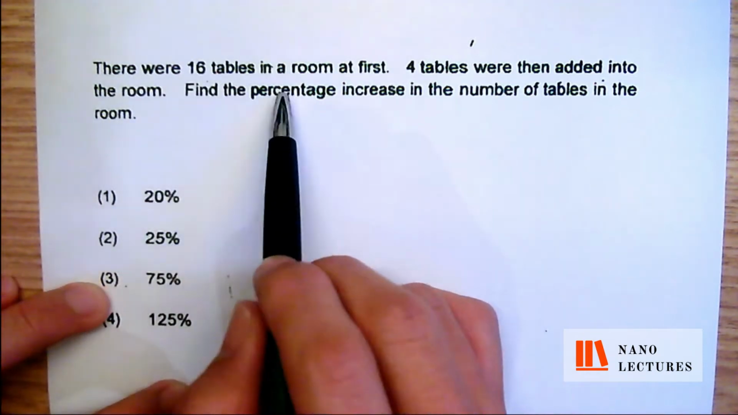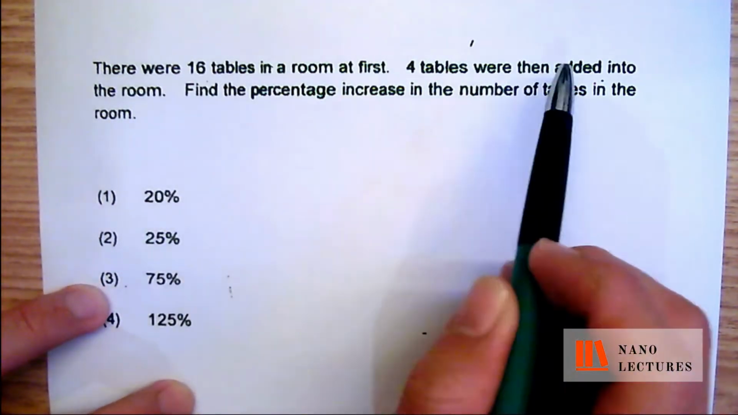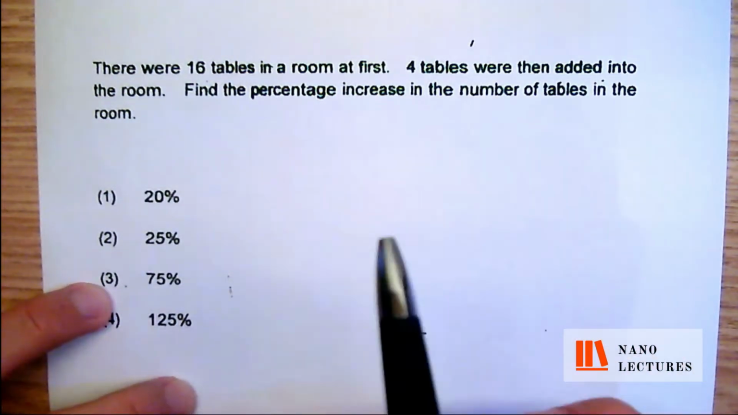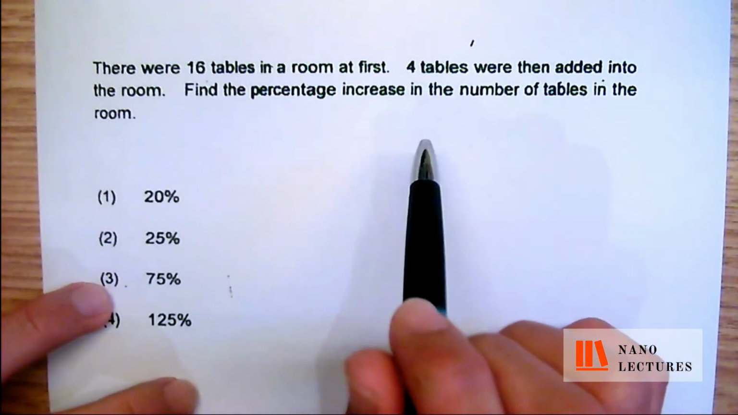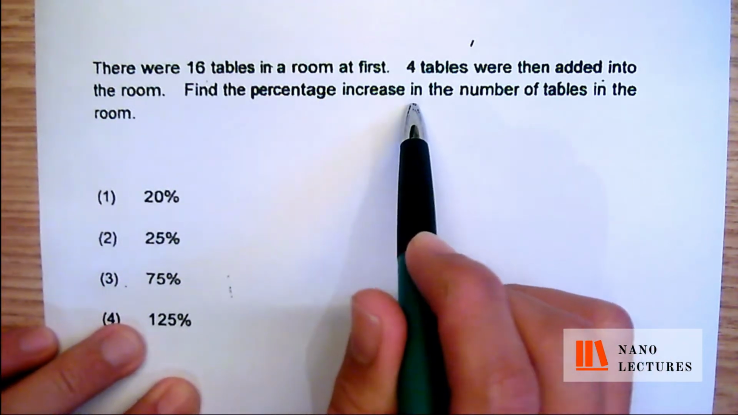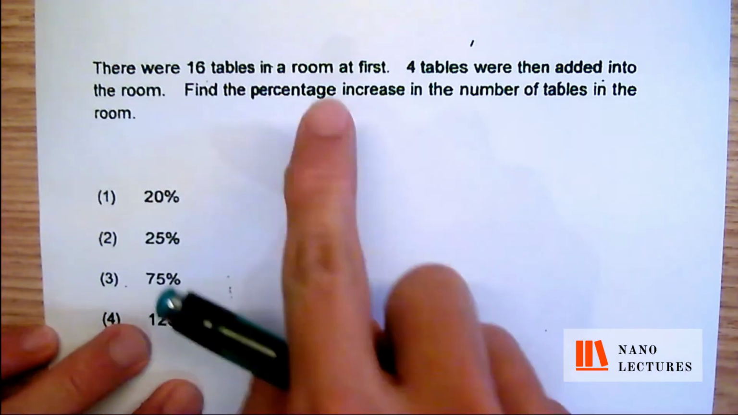There were 16 tables in the room at first. 4 tables were then added into the room. Find the percentage increase. For some of y'all who do not know how to do percentage increase, and for parents, if y'all do not know how to do percentage increase, please allow me to teach you the formula.